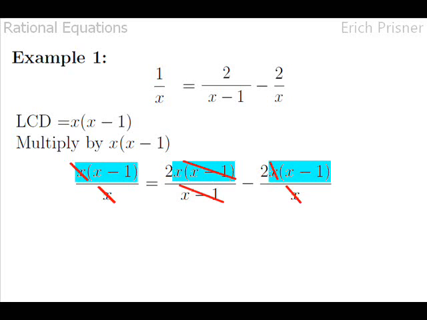So after doing so, after cancelling x in the first expression, x minus 1 in the second expression, and x in the third one, we get x minus 1 equals 2x minus 2 times (x minus 1) in parentheses. That's it. From now on, you are on your own.